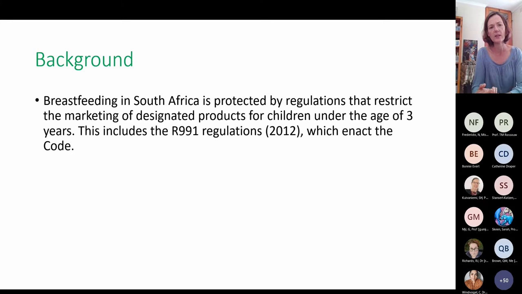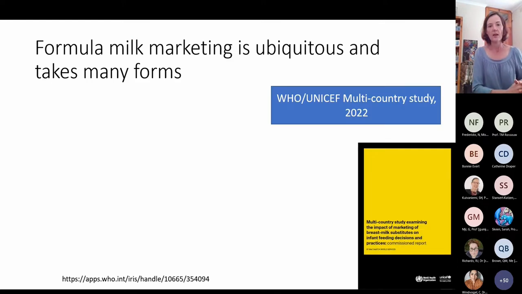In South Africa, we have what's known as the R991 regulations, which are designed to restrict the marketing of designated products to children under the age of 3 years. And these regulations enact the Code of Marketing in South Africa. I'd like to share with you some findings from a recently published WHO Unicef multi-country study undertaken in 8 countries, one of which was South Africa. And this study included interviews with pregnant women and women with children under the age of 18 months, as well as interviews with health professionals in both the public and the private sectors.